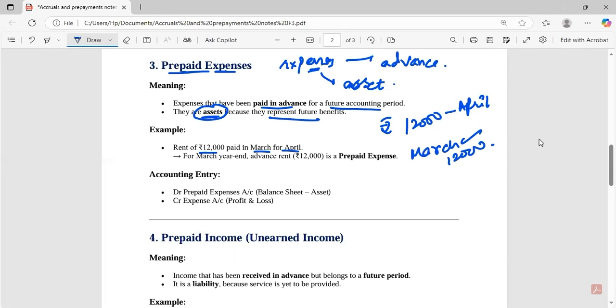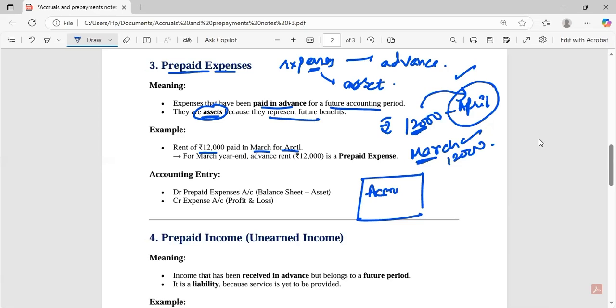So where should we record it? We should record it in the month of April because this amount relates to the month of April. It doesn't matter when we have paid the cash. Although we have paid the cash in the month of March, still we will record it in the month of April because this 12,000 rent expense relates to the month of April only. Our entire books of accounts are prepared on the accrual basis, and we do not prepare it on the cash basis.